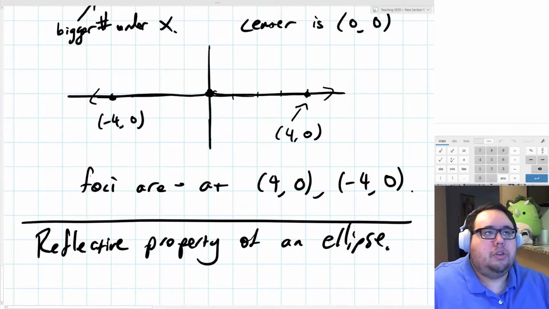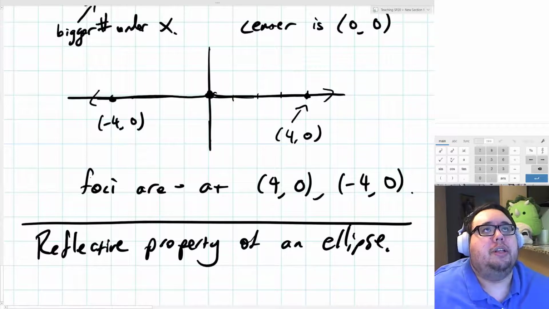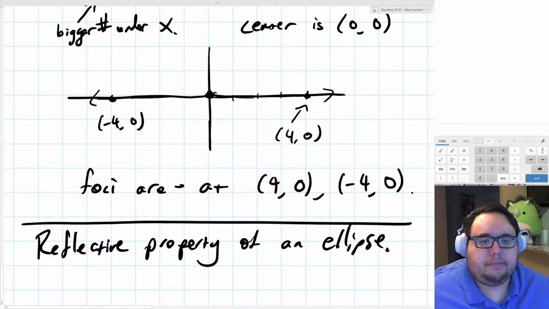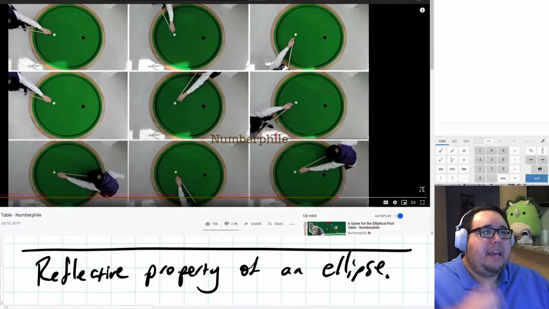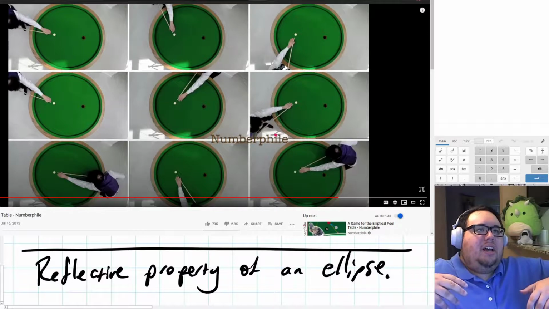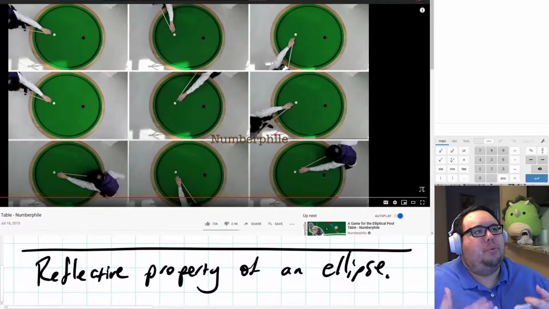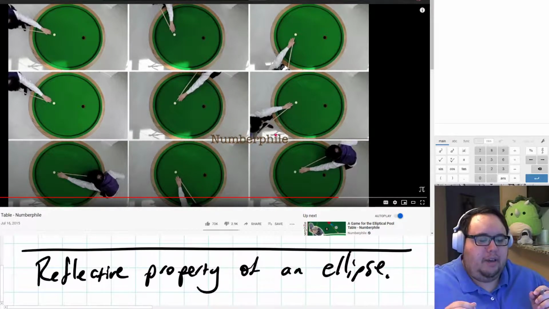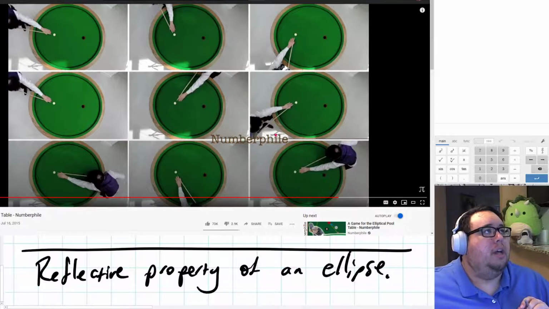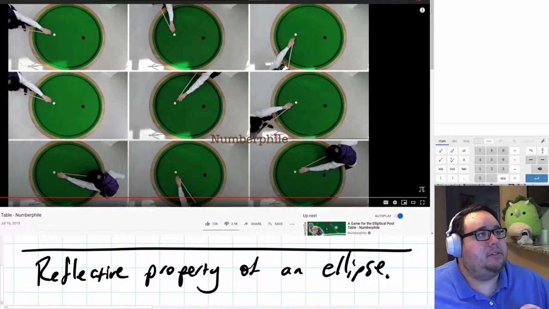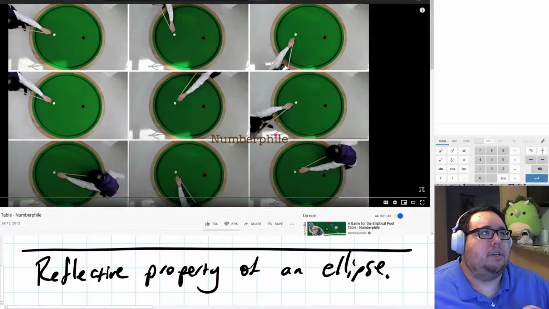So the reflective property of an ellipse, basically what it says is that if we have a pool table like this above, this guy has a really weird looking pool table. It doesn't have holes at the corners. It doesn't have any corners. It is an ellipse. It's not quite circular if you look really closely.